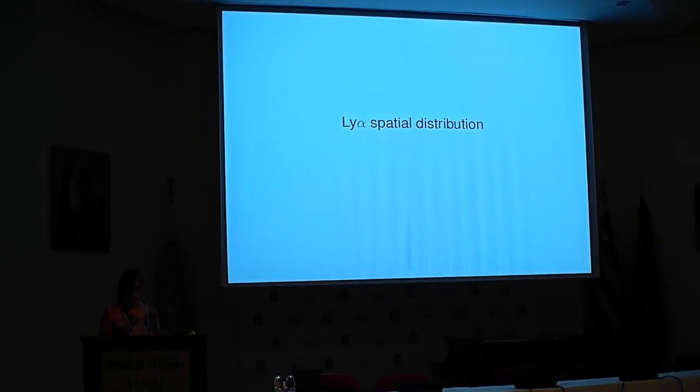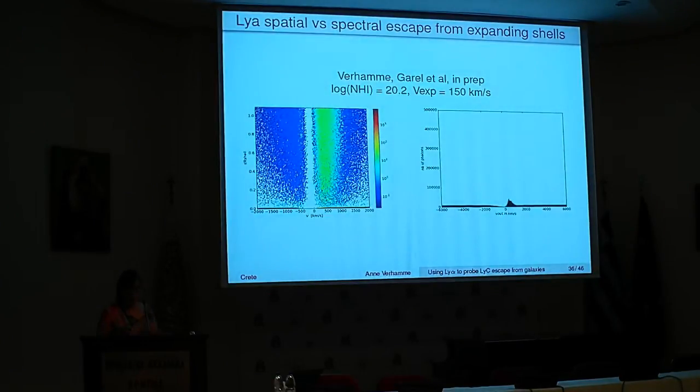About the spatial distribution, Lyman alpha is a resonant line, so it is emitted from a source, but then it will diffuse, and so the Lyman alpha image of a galaxy will always be much bigger than the image of the stars, for example.